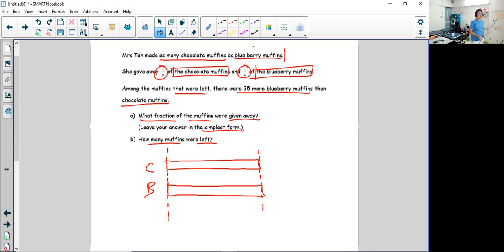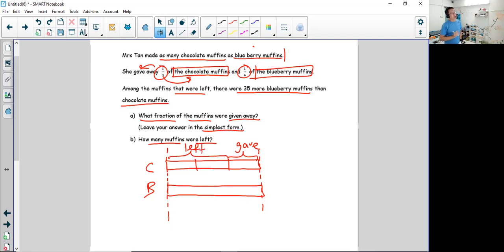She gave away 1/3 of the chocolate muffins. So arrow pointing, right? In the workshop, you will learn about arrow pointing. So the denominator is talking about the total parts of the chocolate muffins that you must cut. You must cut into 3 parts, and she gave away 1 part. So you got to label, gave. And then this is the left, okay, the left.